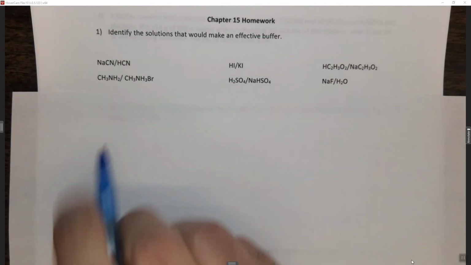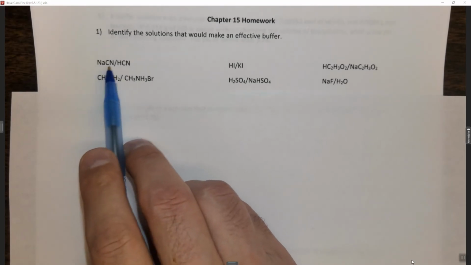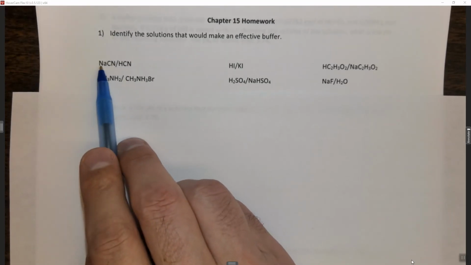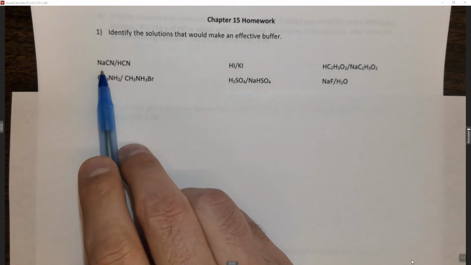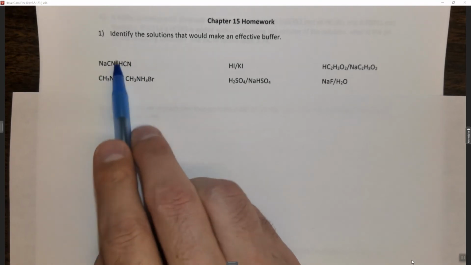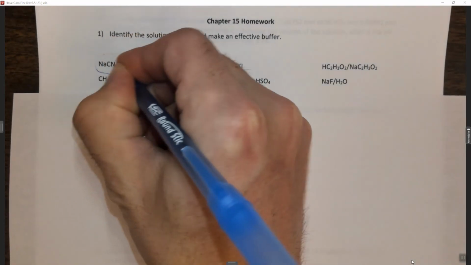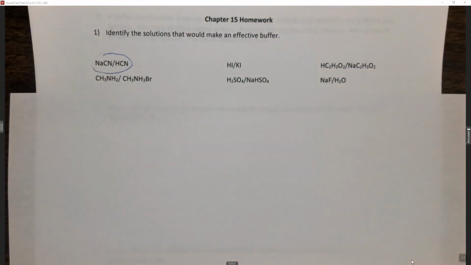So if we look here at NaCN and HCN, NaCN is essentially CN minus, right? Na is just the counter ion, Na plus and CN minus. So we have CN minus and HCN. HCN is a weak acid, CN minus is its conjugate base. So this is an effective buffer solution.